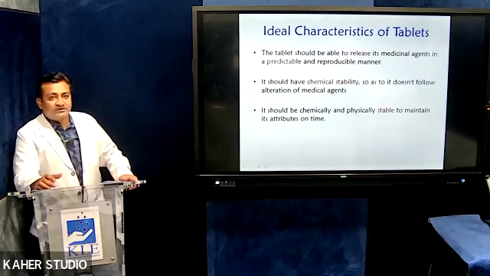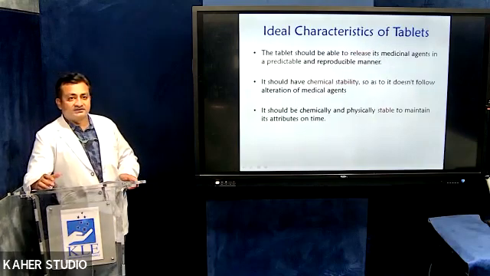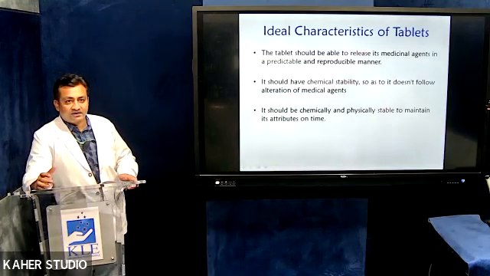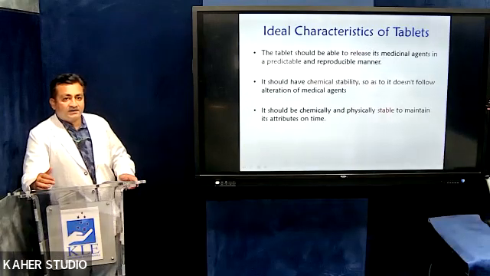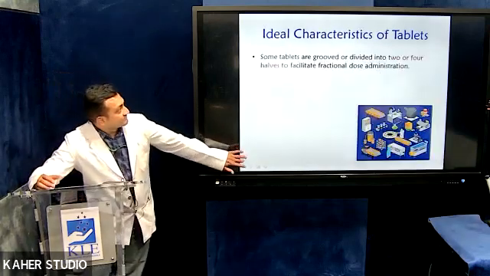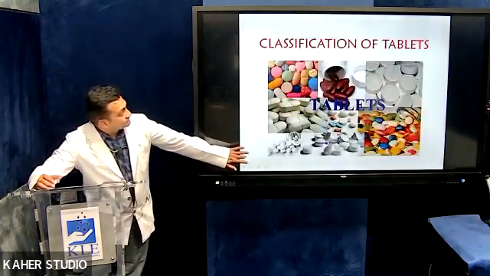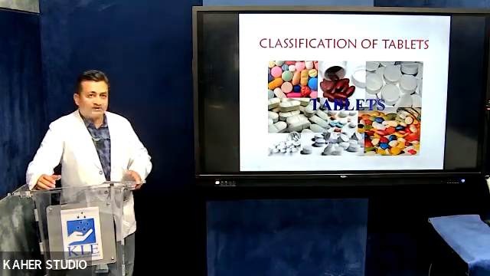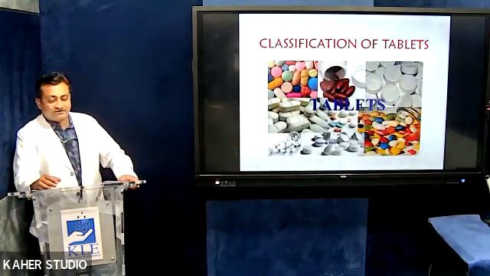Then a tablet should be able to release the medicinal agents in a predictable and reproducible manner. It should have chemical stability, and it should be chemically and physically stable to maintain its attributes over time. So in the next part we'll discuss the classification of tablets.